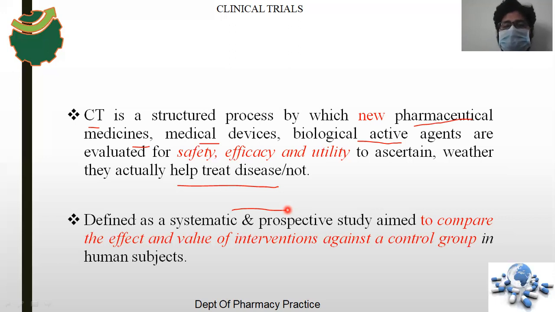Okay, so a clinical trial can be defined as a systemic, prospective study that aims to compare the effect, the value of interventions against a control group in human subjects. Remember, why do we have a new term, control group, here? Whichever clinical trial happens, we'll have one test group and one control group. So we'll be seeing the effects in these two groups, the test group and its control group, or we can say the standard group versus the test group.